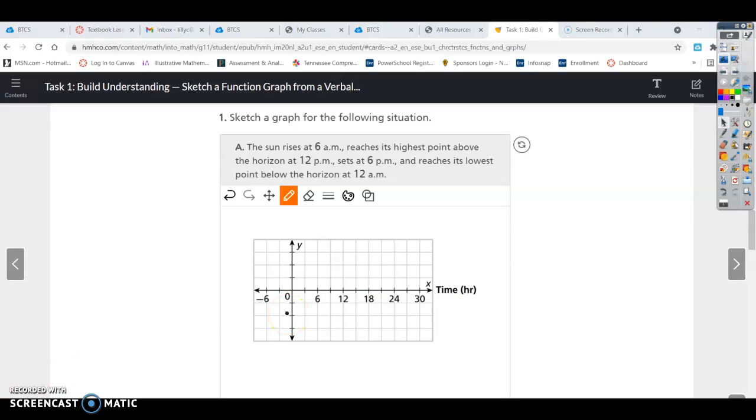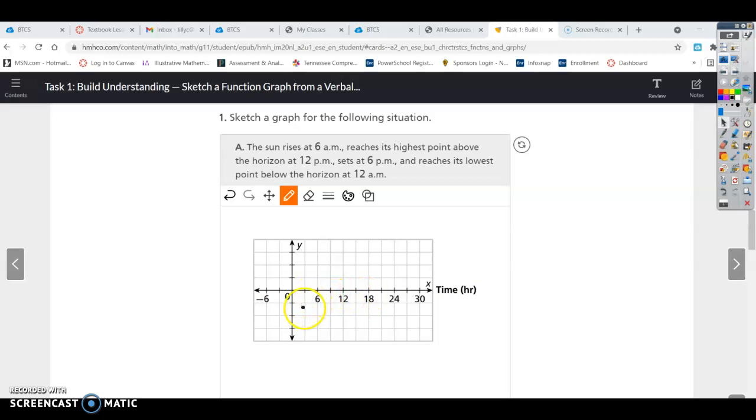All right, so this says the sun rises at 6 a.m. It reaches its highest point above the horizon at 12 p.m. and it sets at 6 p.m. It reaches its lowest point below the horizon at 12 a.m. So you can see they've already got this labeled on here. This is time in hours.